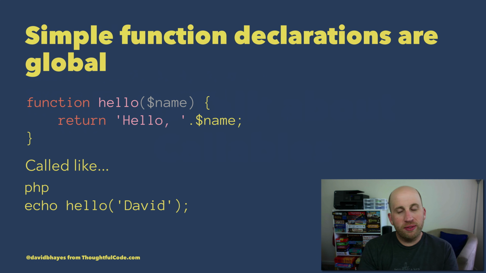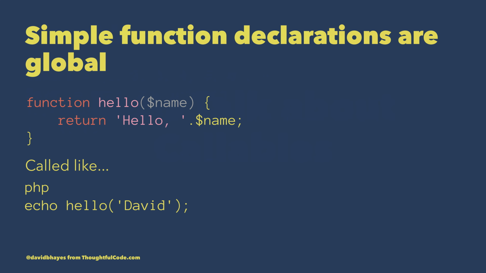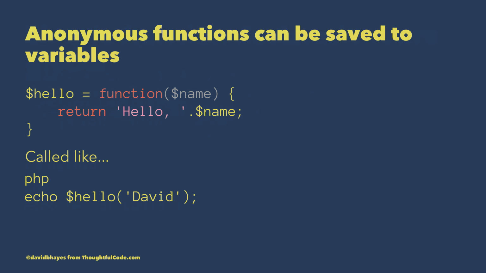So first we've got simple function declarations which can yield us a callable. The function hello passed in a name returns hello concatenated with the name. And so in PHP, I just write echo hello equals David. This PHP word is supposed to be hidden, but for some reason my slide deck is showing it, and I'm going to keep rolling with it.